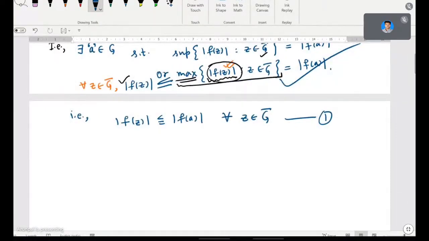Now, class, I am going to make one claim. Claim that A does not belong to G. Class, let's try to understand this expression.